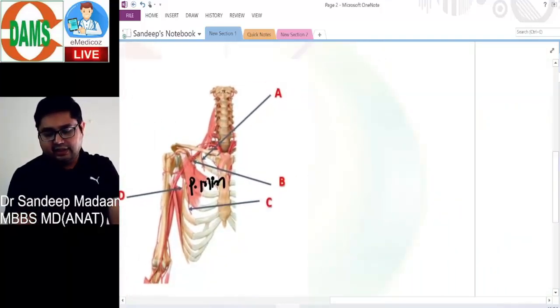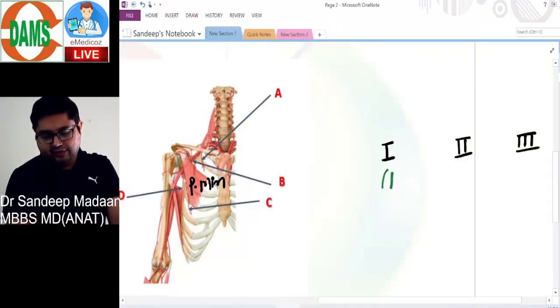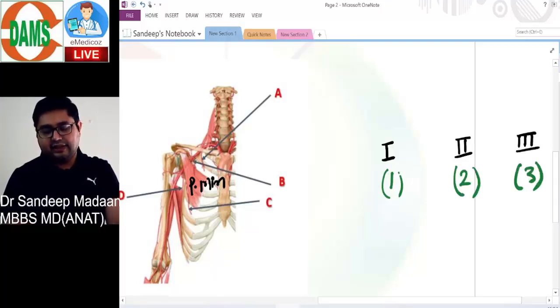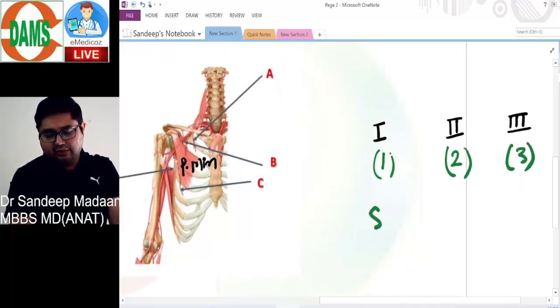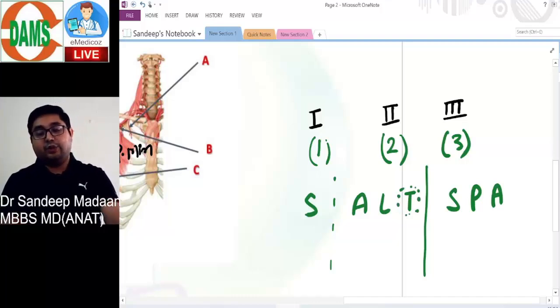To remember that we know the mnemonic, and just before that these are the three parts of the artery, and as we know, from the first part one branch comes out, from the second part two branches, and from the third part three branches are there, right? And what is the mnemonic? Mnemonic goes like SALT SPA. From the first part only one branch, from the second part two branches, right? This T is common. What is the meaning of T? It is thoracic.